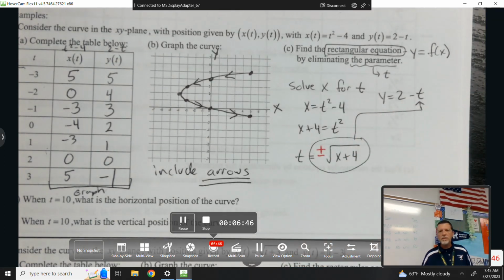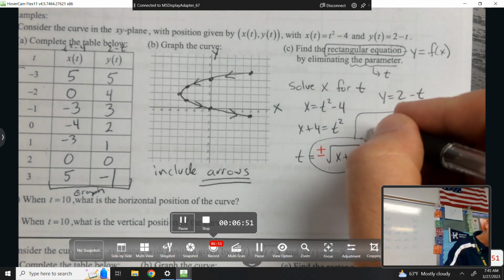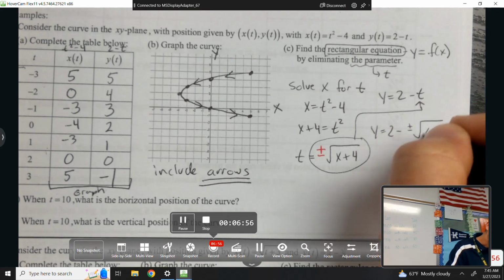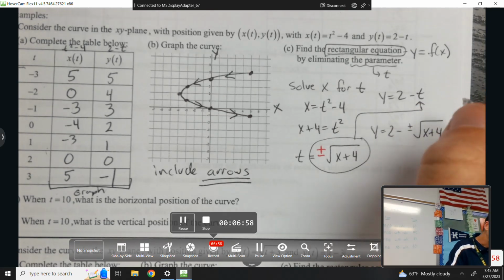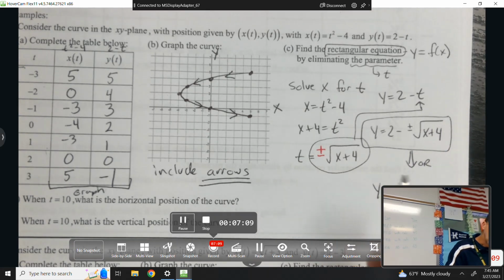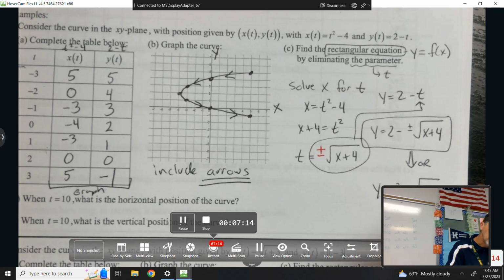So we found what t is equal to. So we'll use that in the y equation. y equals 2 minus plus or minus square root x plus 4. And you can leave it like that. If you don't like the plus or minus, you can write it separately. So 2 minus the positive one would be 2 minus square root x plus 4. 2 minus the negative one would be 2 plus square root x plus 4.